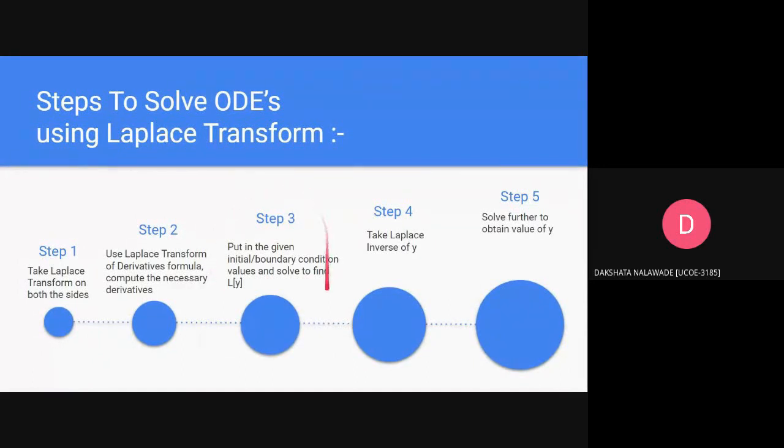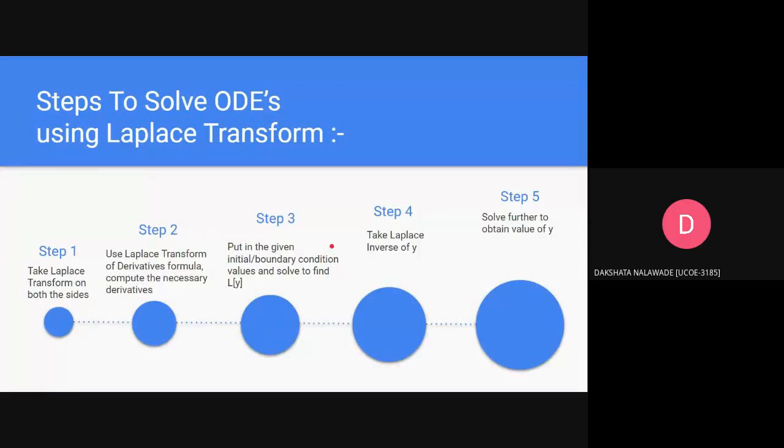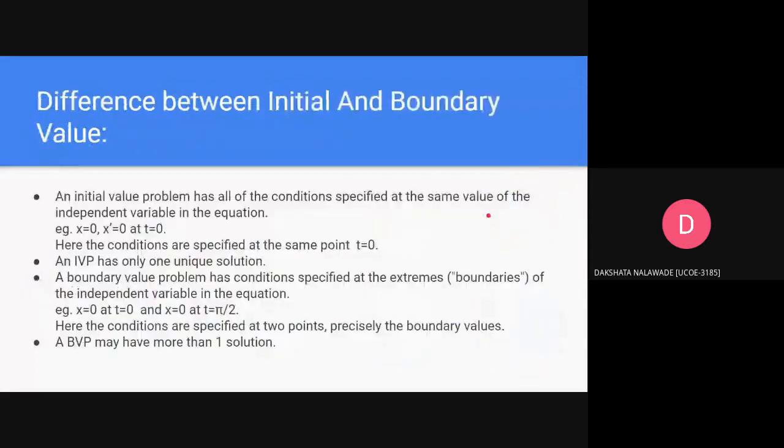Next, we will plug in the initial or boundary value conditions given and solve further till we obtain a value for Laplace of y. Next, we will take the Laplace inverse of y. And then lastly, we will solve further to obtain the value of y. To understand these steps better, we will take up a few sums. But before that, we need to know something about initial and boundary value problems.